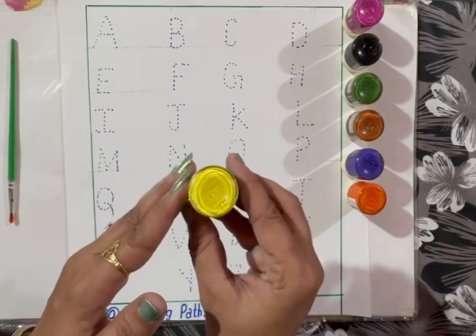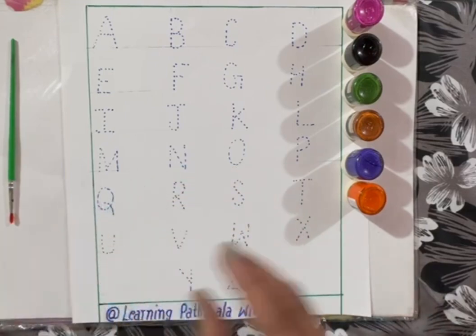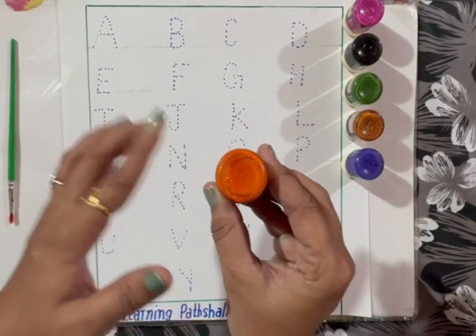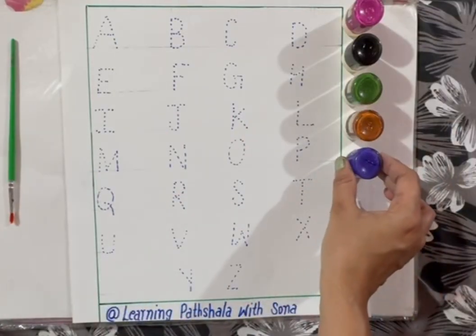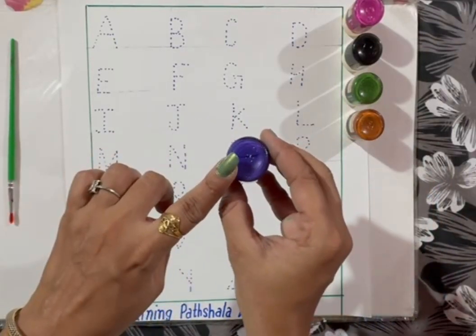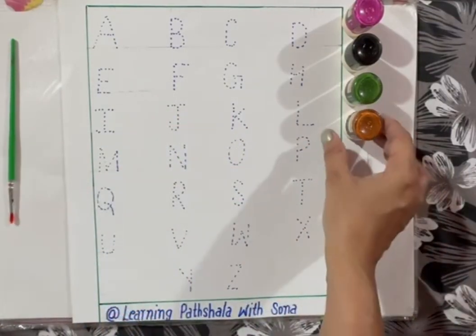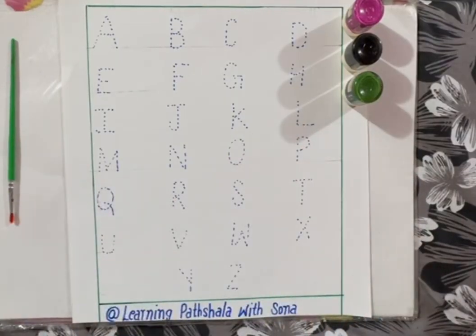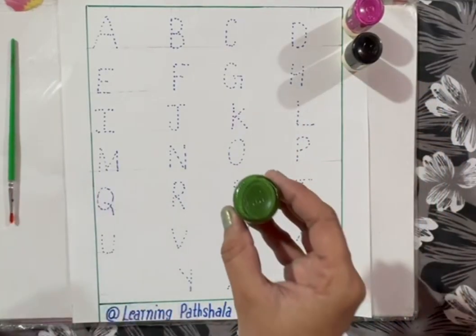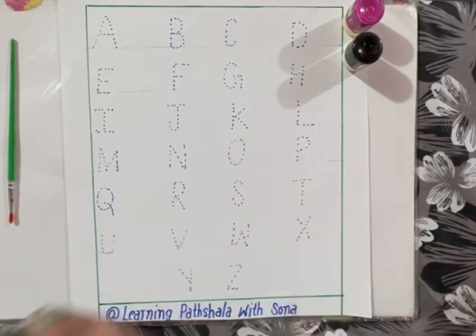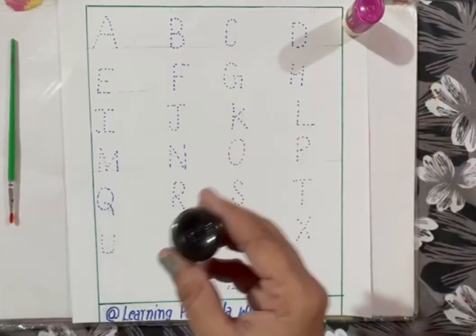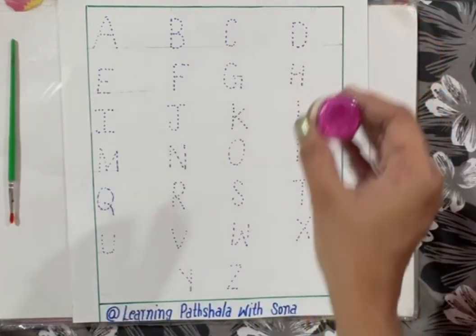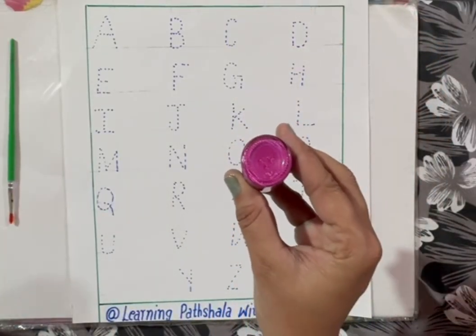Which color is this? This is yellow color. And which color is this? This is orange color. This is blue color. And this is brown color. And this is green color. And this is black color. And this is pink color.